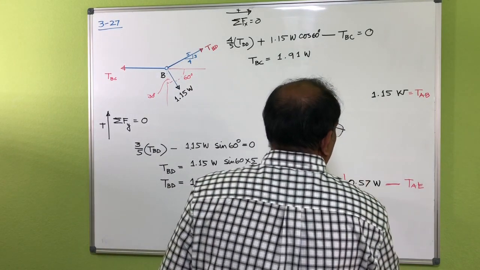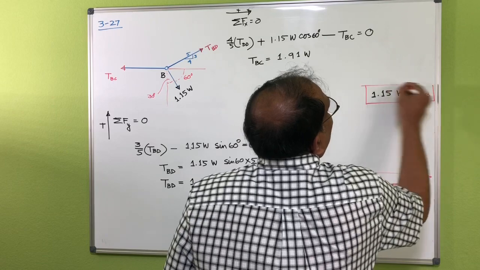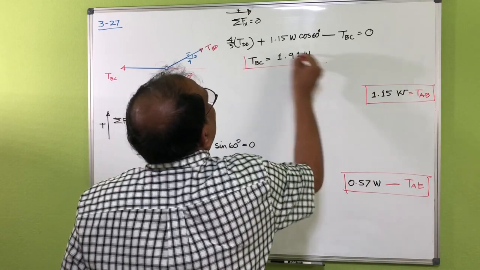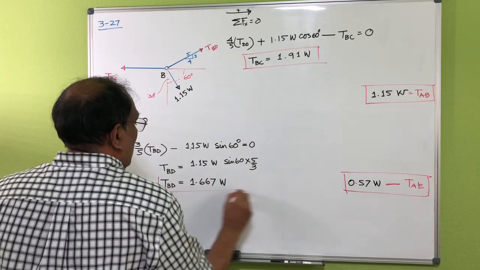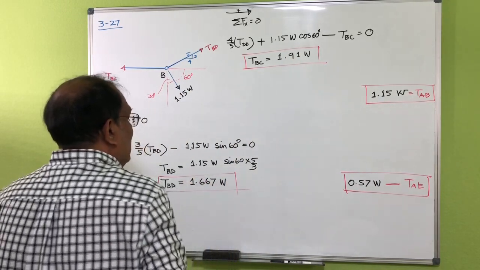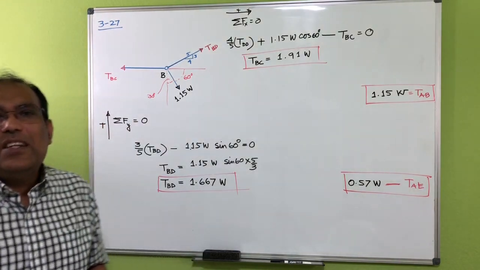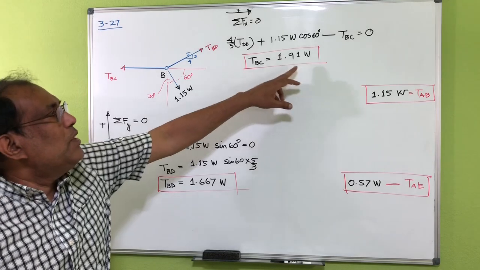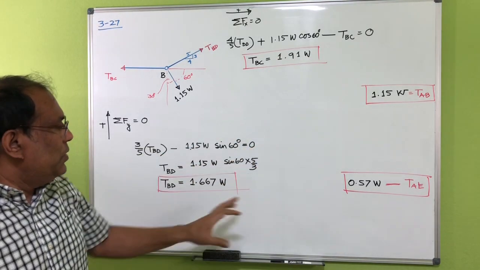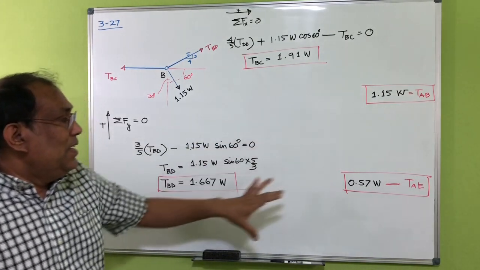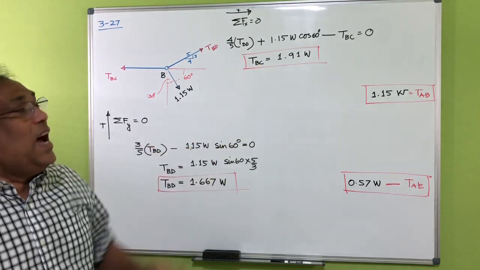So now I know the tension for each of the cables. You can see this one is 0.57, this is 1.15, this is 1.91, and this one is 1.66 W. So which cable has the highest tension? Definitely this one. Whatever is the value of W, we can see that this one is 1.91, which is higher than any other tension in any other cables. So this one is the highest.